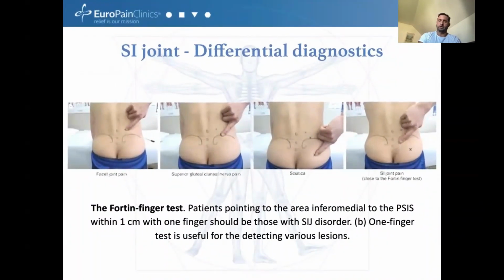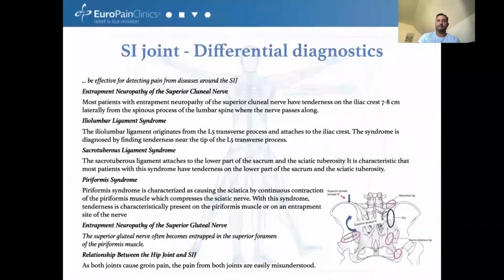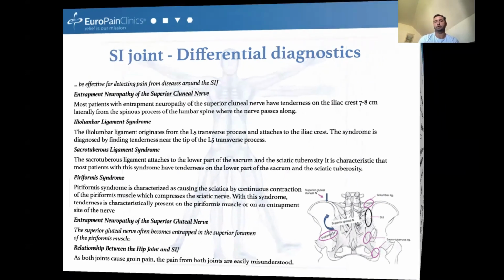For the differential diagnosis, you can use tests like the 14-finger test, things like that, but again, it's not very reliable. It's not easy to differentiate your sacroiliac joint pain just with a 1-finger test. And you can be even more confused. You have different differential diagnoses like entrapment of the supragluteal nerve, iliolumbar ligament problem, sacrotuberous ligament syndrome, piriformis syndrome, superior gluteal nerve problem, or even hip joint causing trouble similar to sacroiliac joint.